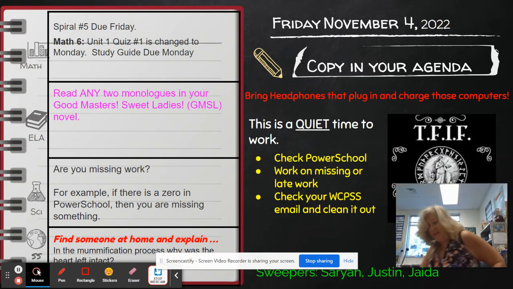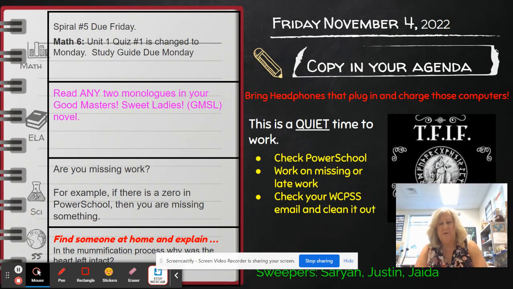Hello and happy Friday. We started in our novel. Today was our novel launch, Good Master Sweet Ladies. So we've started Unit 2.